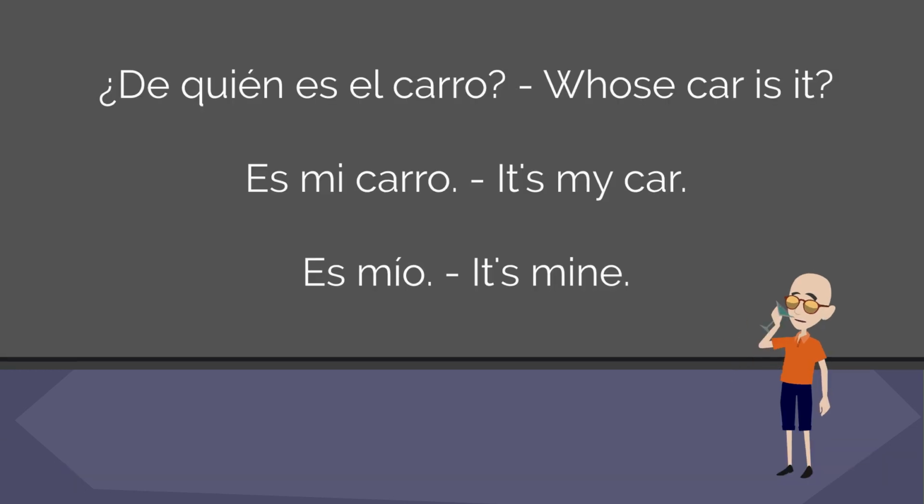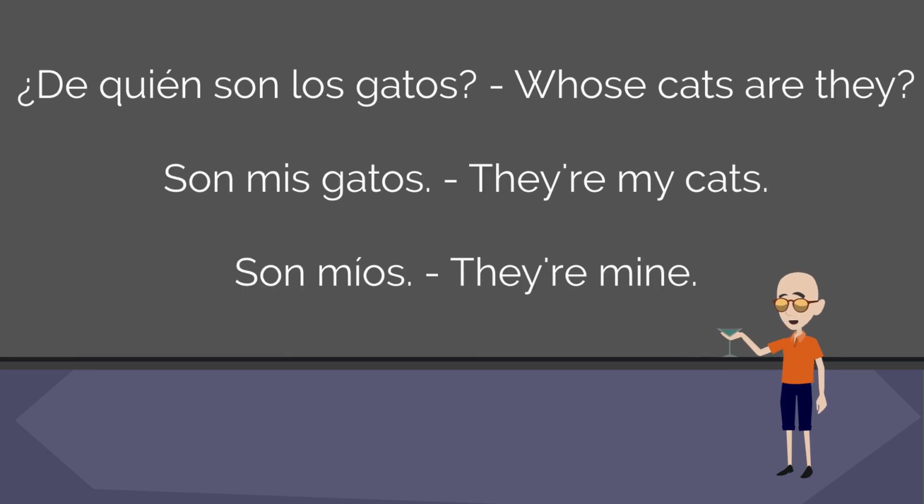All right, take a look at this one. Let's say somebody asks you, ¿De quién es el carro? Whose car is it? You could answer, es mi carro, it's my car, or es mío, it's mine. We use mío because carro is singular and masculine. Here's another example. ¿De quién son los gatos? Whose cats are they? You could answer, son mis gatos, they're my cats, or just son míos, they're mine. We use míos because gatos is masculine and plural.